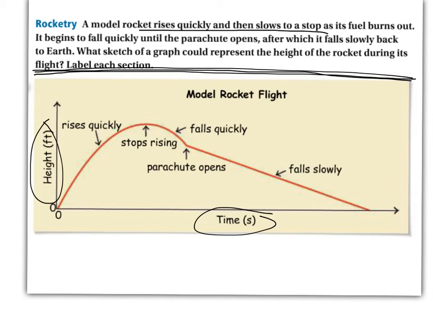Okay, it rises quickly. So it obviously starts down here at 0. It rises quickly, so you draw some kind of line going up quickly. And then it slows to a stop as its fuel burns out. So right here, it's rising quickly. Okay, but then it's still rising, but the slant kind of flattens out a little bit. And right here, it stops. Have you ever seen a rocket go up, and then it runs out of fuel, and then it's going to start coming back down?